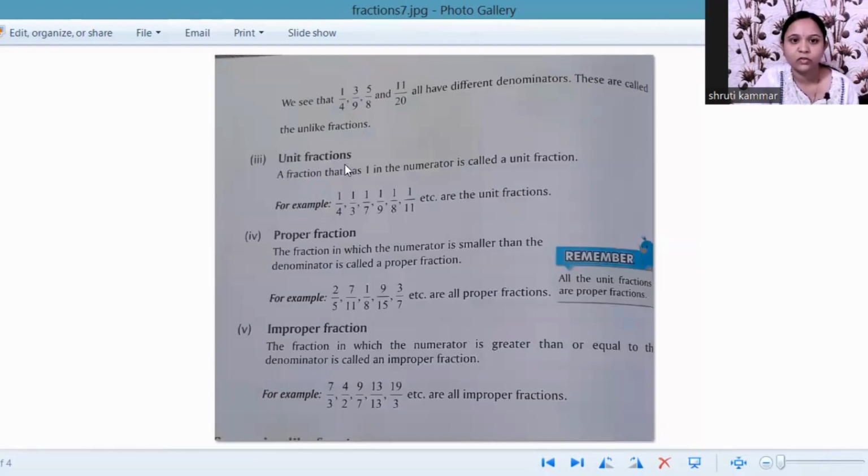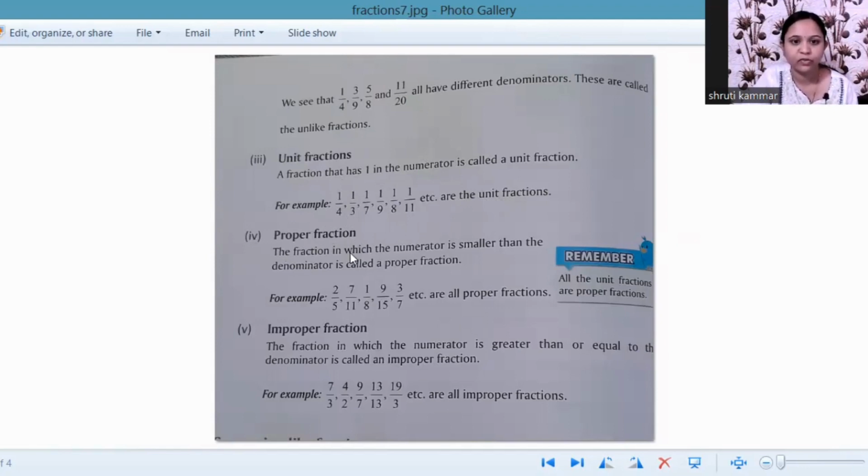Next, unit fractions. The fractions that have 1 in the numerator are unit fractions. Examples. These are the examples. How do we understand this? The unit fractions are 1 part of the whole, which is divided into different parts. Okay, it is the unit part of the fraction.